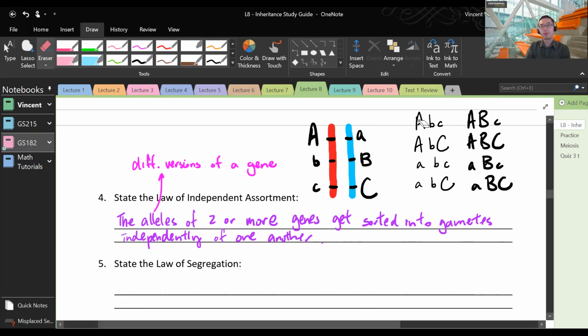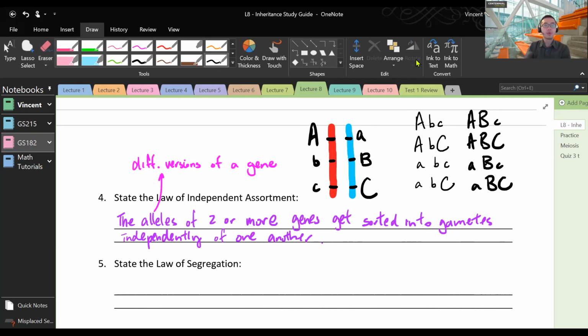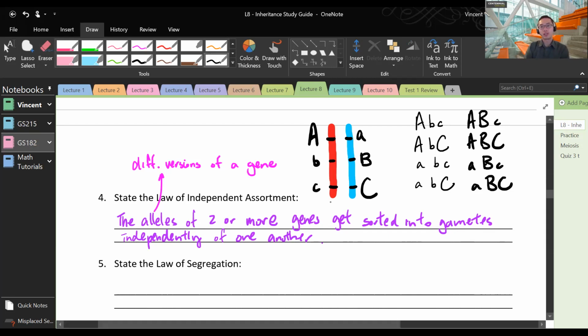Okay, so there are 8 possible combinations. Right? It's like saying this: if I have 2 separate coins, I flip one coin, whether I get heads or tails on this coin will not affect whether I get heads or tails on the other coin, right? Do you understand? That's basically what the law of independent assortment is saying. But rather than saying it in terms of coins, we are talking about the individual genes.